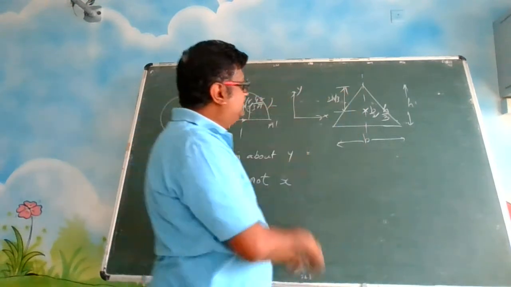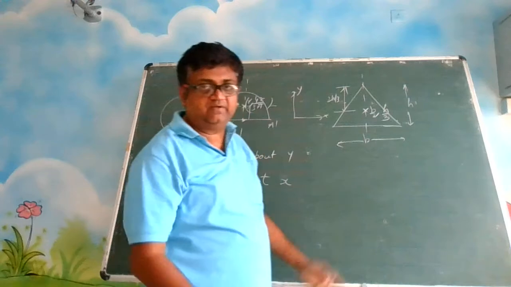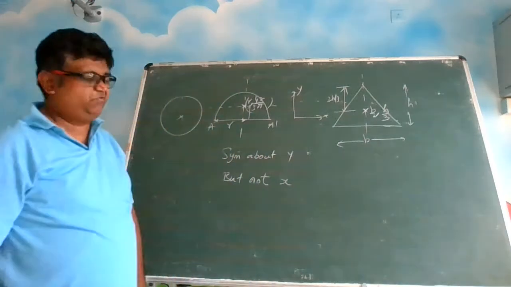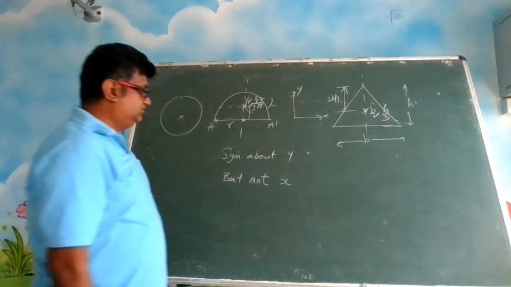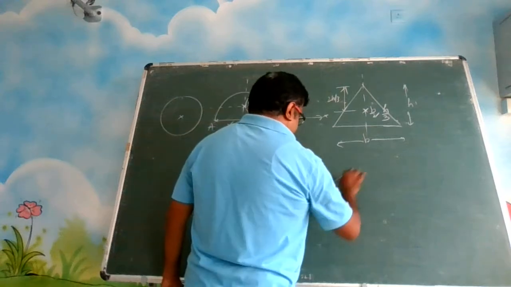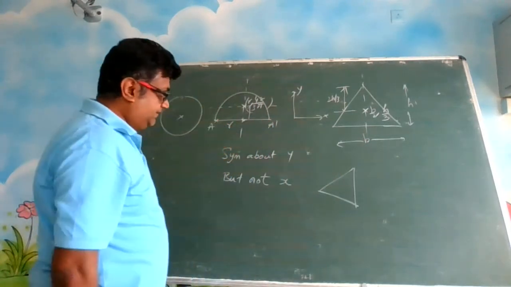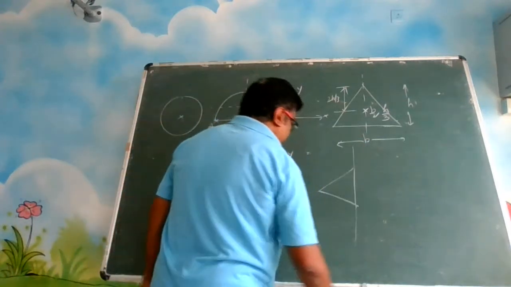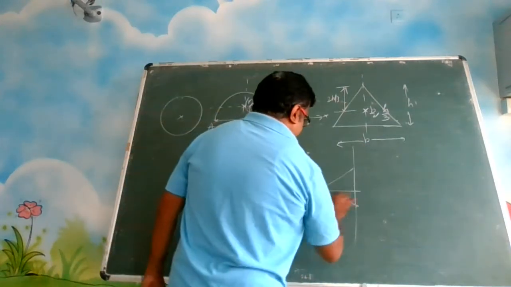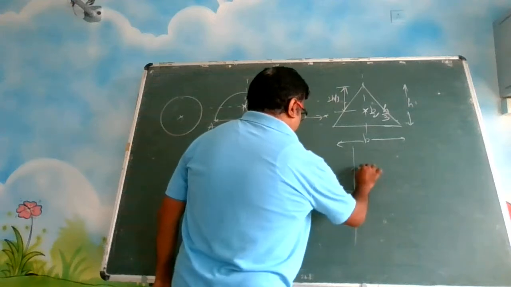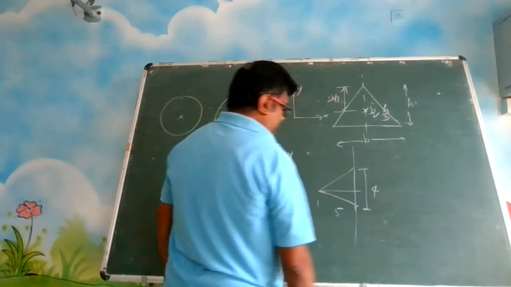You will say, sir, when this is h by 3, what is the big deal? It is 2h by 3 only, no, sir? No. Often, you have to be very careful. Suppose a triangle is given like this. The triangle is given like this, and this is given as 5 centimeters and this is given as 4 centimeters.